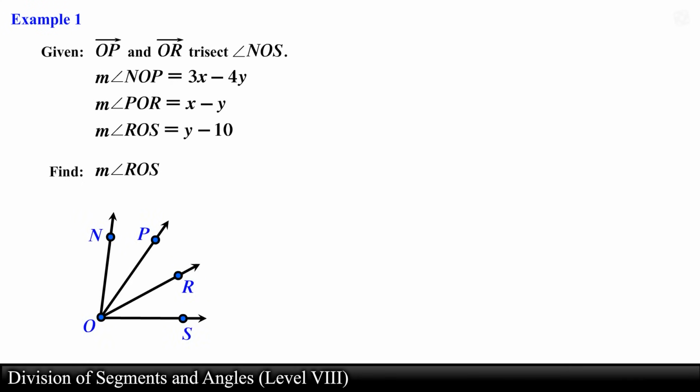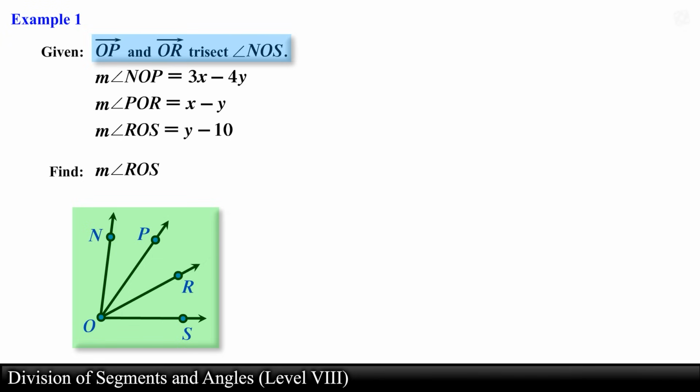Given that ray OP and ray OR trisect angle NOS, the measurement of angle NOP equals 3x minus 4y, the measurement of angle POR equals x minus y, and the measurement of angle ROS equals y minus 10, find the measurement of angle ROS. In this problem, we are provided with a diagram, along with a geometric relation and algebraic expressions for the measurement of three angles, in terms of x and y. We are asked to find the measurement of a particular angle.